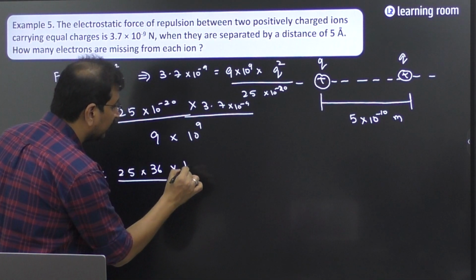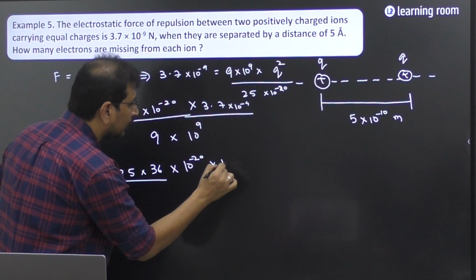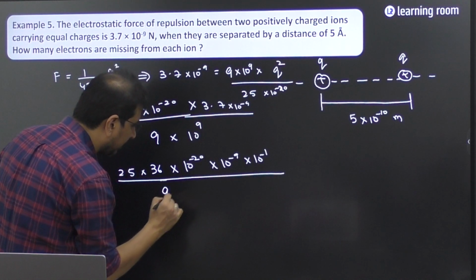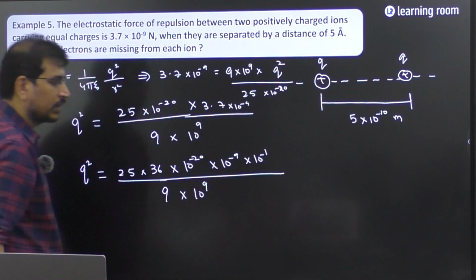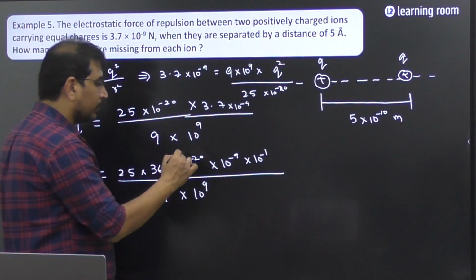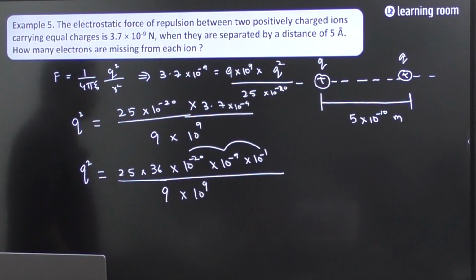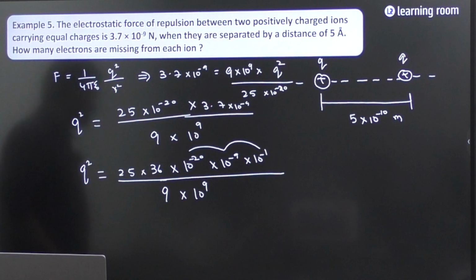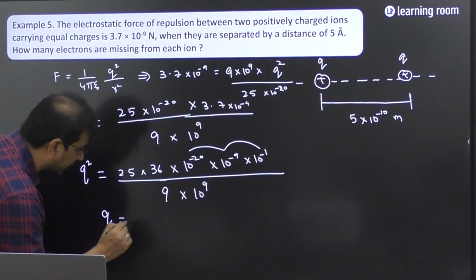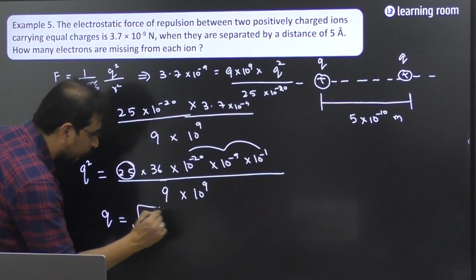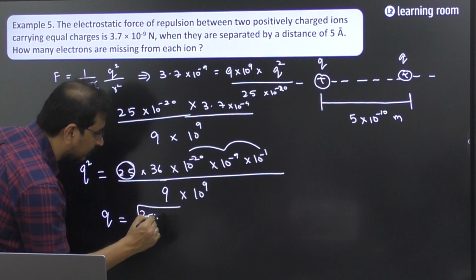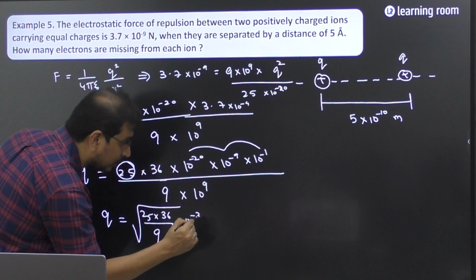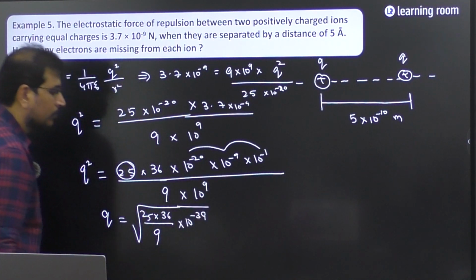So what are the exponents I'm left out with? 10 power minus 20 into 10 power minus 9 into 10 power minus 1, the whole divided by 9 into 10 power 9. Am I clear with this? So how much are you getting here? Minus 29 minus 1 is minus 30. So this goes to the denominator, it will become minus 39. So Q, can I write it as square root of all these values? So don't worry, you will not have this much calculation.